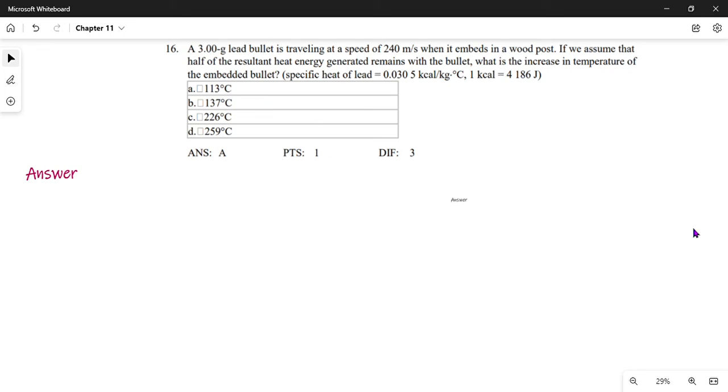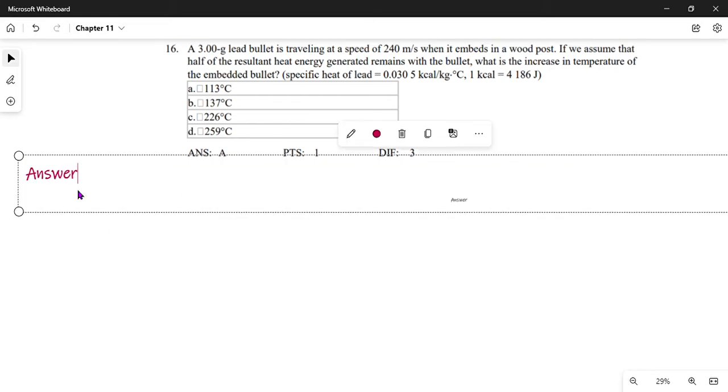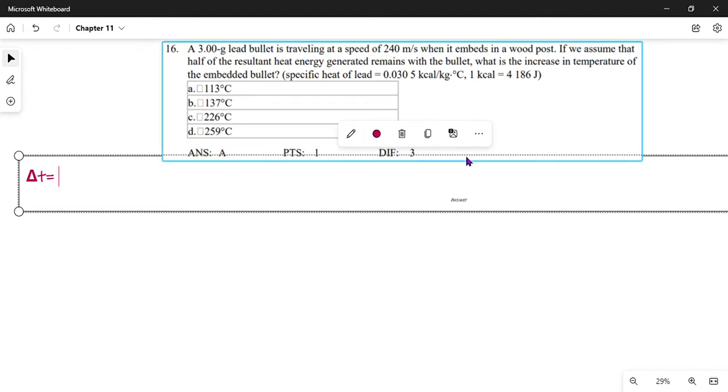Question number 16. He wants to know the change in temperature. The change in the temperature is simply equal to Q over the specific heat capacity times the mass. In this case, Q equals the kinetic energy, as there's no change in the potential energy because there's no change in the height, and the acceleration and the mass are constant.